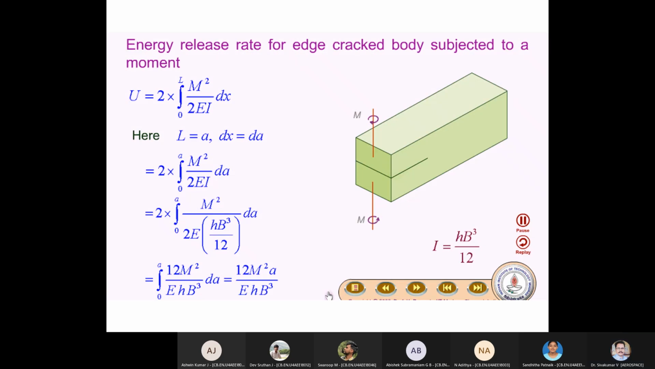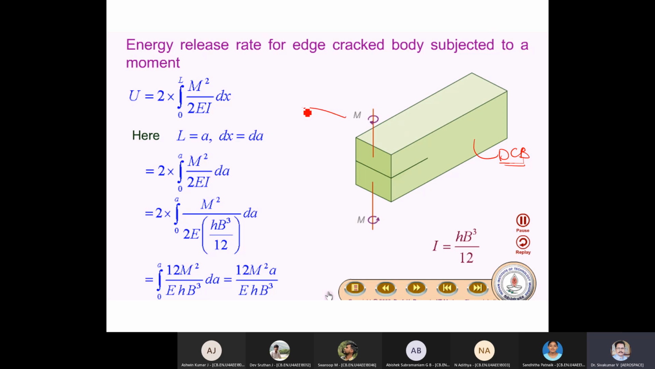Now, you can see one example of finding the energy release rate for the mode 3 scenario. This is again a DCB specimen only. So, mode 2, okay, and this is mode 3. Mode 3 means what? Tearing mode. Okay, you know the tearing mode.